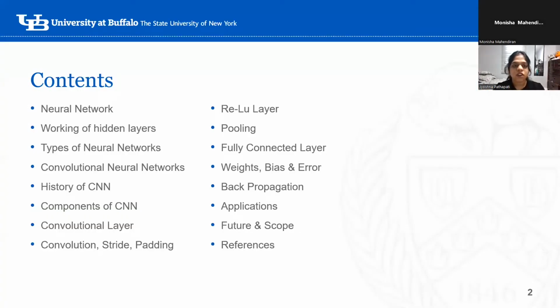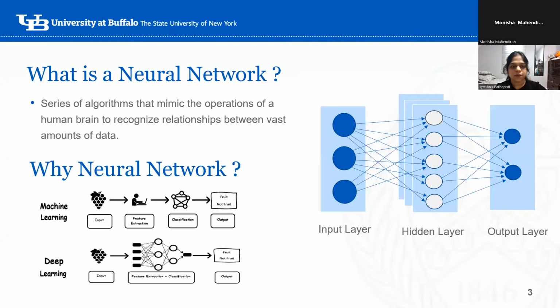So, these are the contents of the presentation. The contents that I am going to present are neural network, working of hidden layers, types of neural networks, convolutional neural networks, history of CNN, and components of CNN.